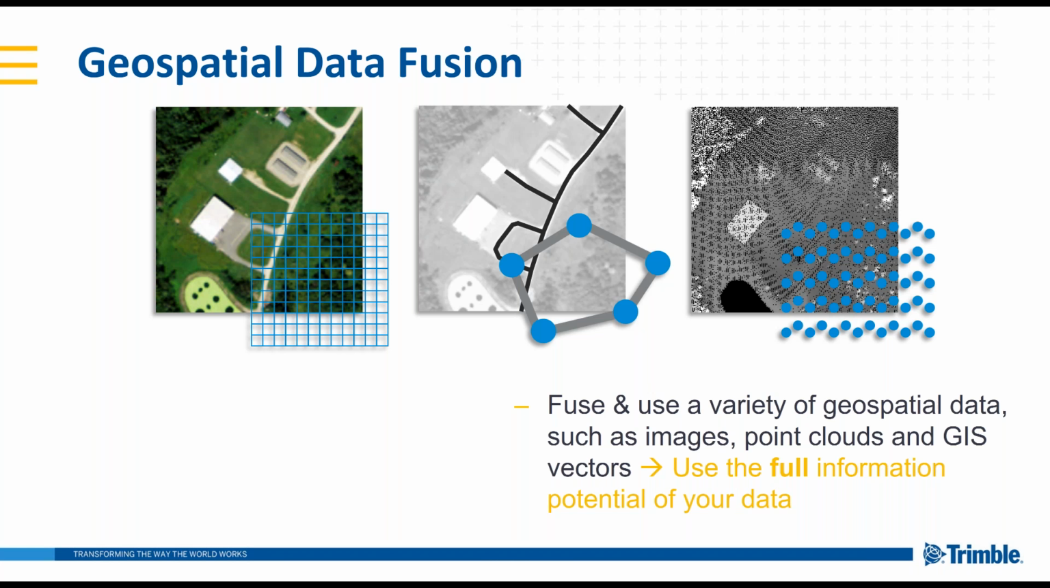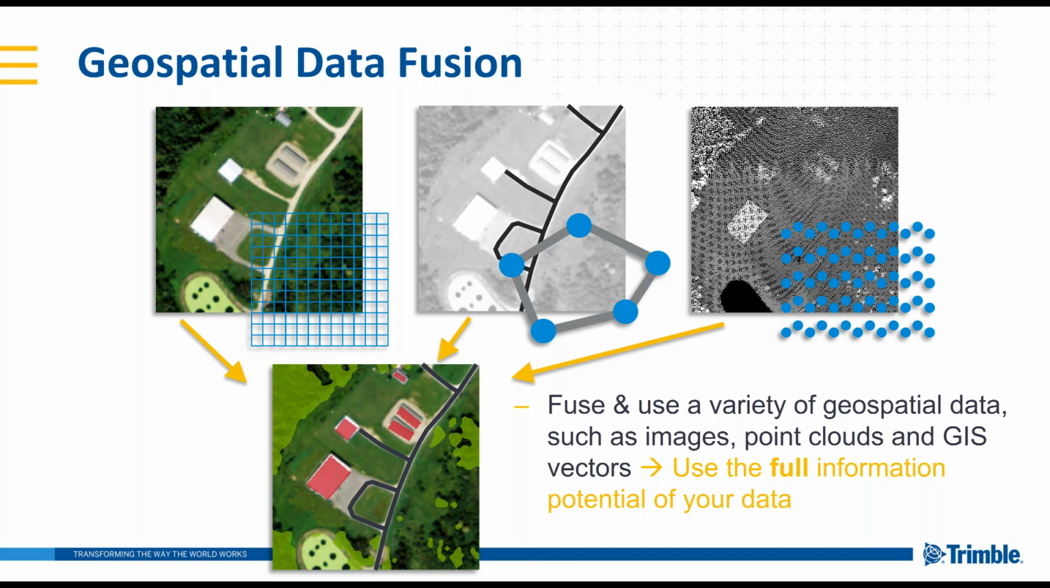We can combine them within a single project environment within eCognition Developer, and then allow these data sets to communicate with one another to create our class descriptions, how we want to describe an object as it appears on the ground. And this allows us to create a much more robust classification result.